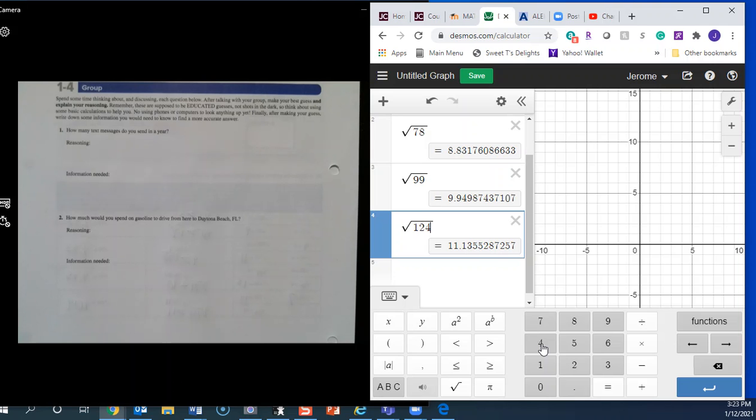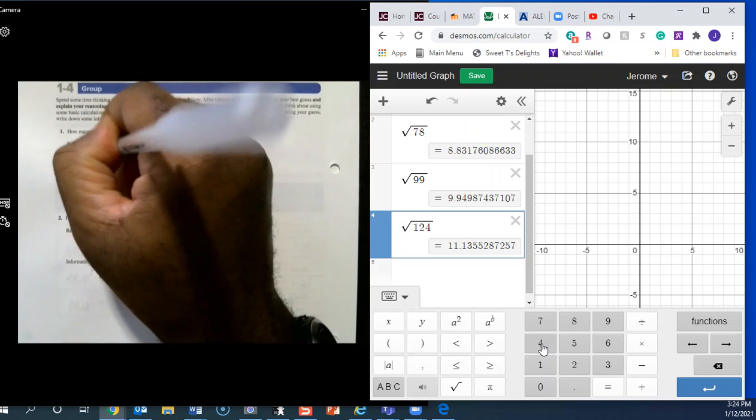Remember, these are supposed to be educated guesses, not shots in the dark. So think about using some basic calculations to help you. No using phones or computers to look anything up yet. Finally, after making your guess, write down some information you would need to know to find a more accurate answer. Now it says here, how many text messages do you send in a year? I put down that about maybe 1,500.